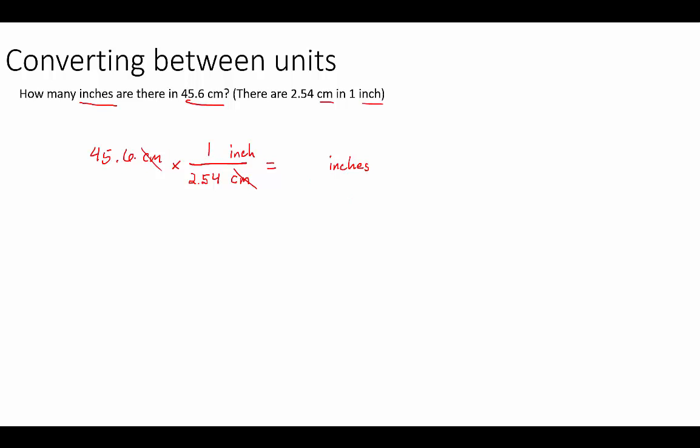So what I get is 45.6 times 1 divided by 2.54, so it'd be 45.6 divided by 2.54 inches. Let me grab my calculator to do that real quick. 45.6 divided by 2.54, and that would be 17.952, is what I'm getting, 9528.